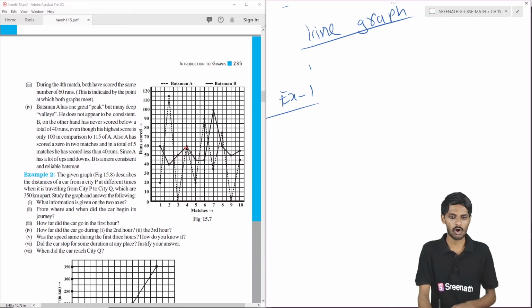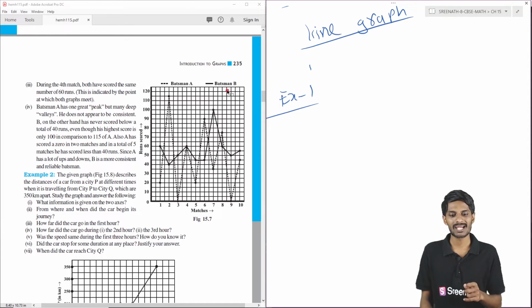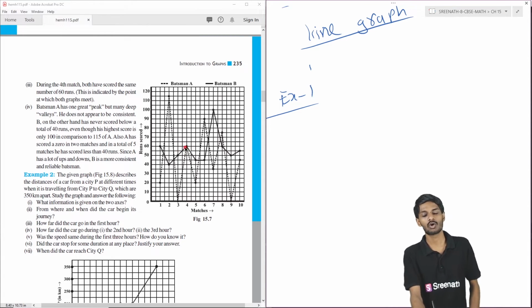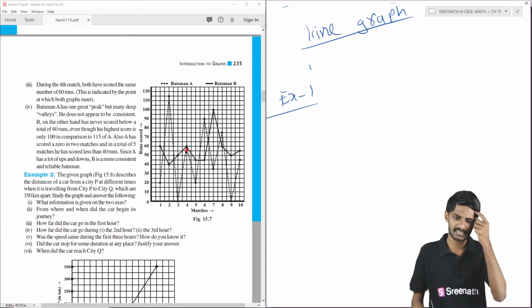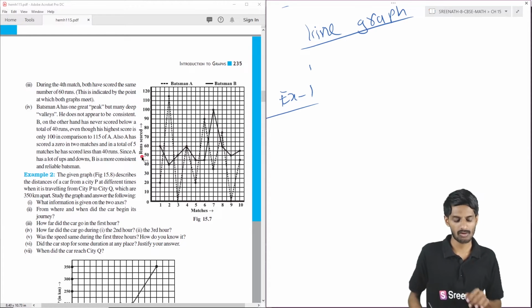At this point, the fourth match, the runs scored by batsman B and the runs scored by batsman A are the same, students. The dotted line and the solid line intersect. So in the fourth match, both have scored the same. If you want to know what runs they scored, you have to move along the y-axis. They scored 60 runs, students.